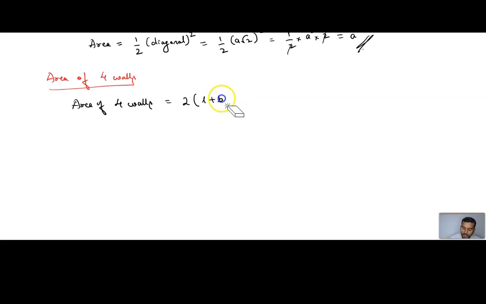Or you can write directly as 2h into l plus b. So, this is the direct formula you can use to find the area of 4 walls.